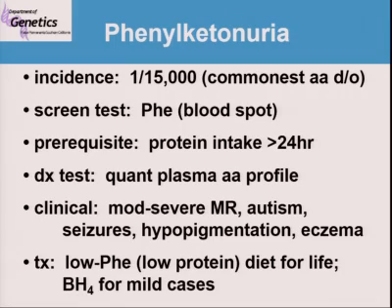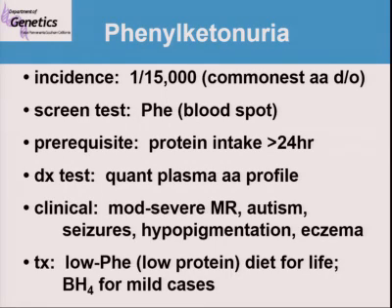So it's the most common amino acid disorder. The screening test is to measure phenylalanine, the amino acid. The prerequisites are not so important anymore. The diagnostic test is to look at all the amino acids, because we should see phenylalanine to be elevated, and we should see tyrosine, which is downstream from the block, to be decreased. So that adds an additional confirmation.